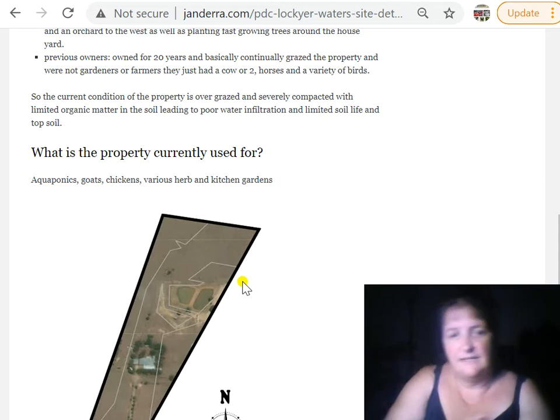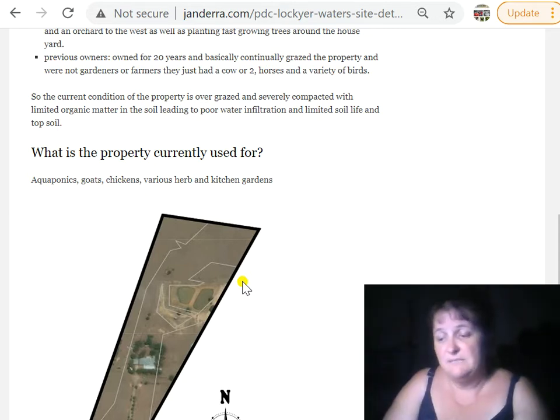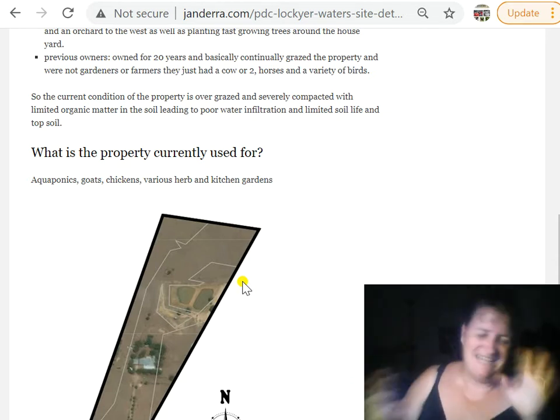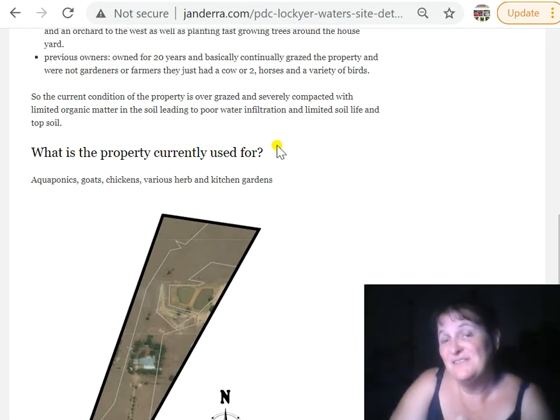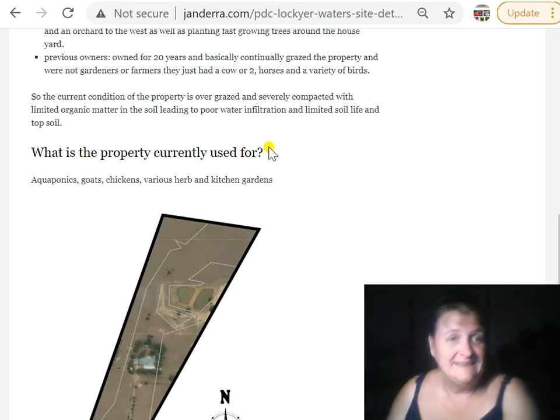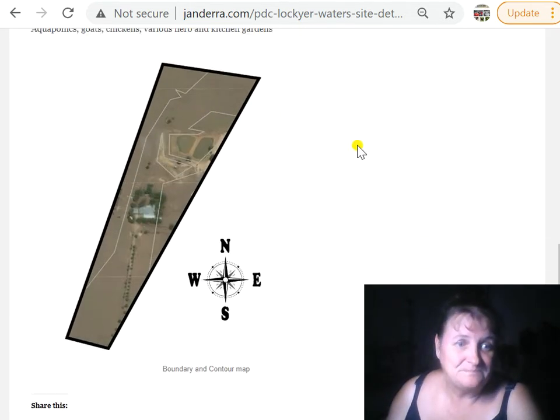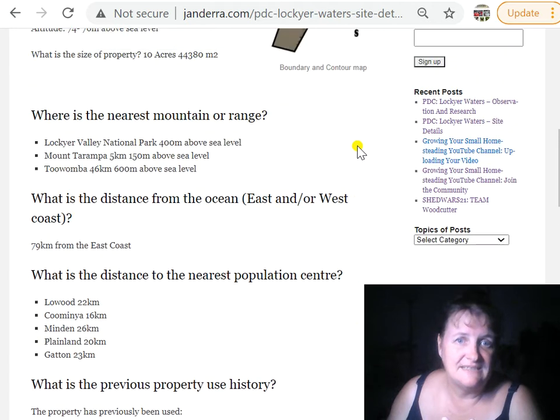So I had a car accident in September just after we purchased the place and ended up with whiplash, which has made it impossible for me to do fencing and many other things. So a lot of things that I would have liked to have done by now, I haven't been able to do. So I've had this 12 months to observe the property, which has been really interesting. So that's basically the site details.